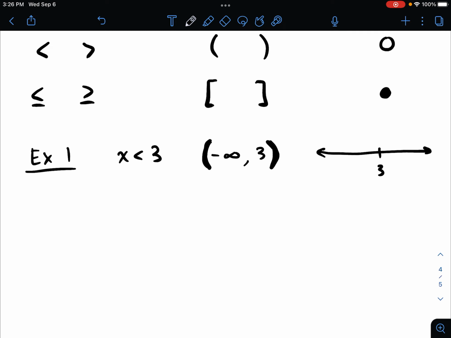And then my graph would look like this. We're going to have 3 right here. It's just less than 3, so it's an open dot, and less than 3 is to the left. So that would be anything over in this direction. So that would be the representations for x is less than 3.